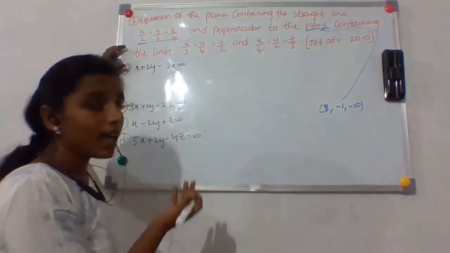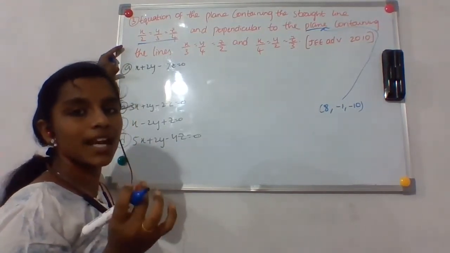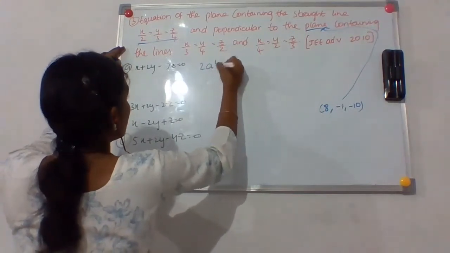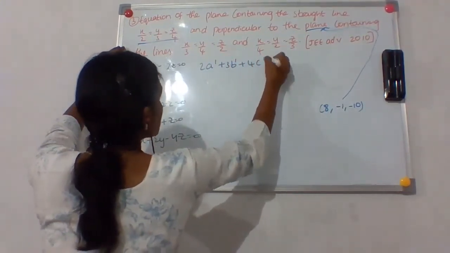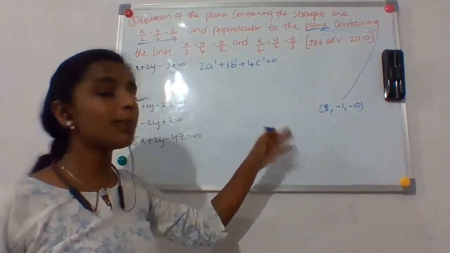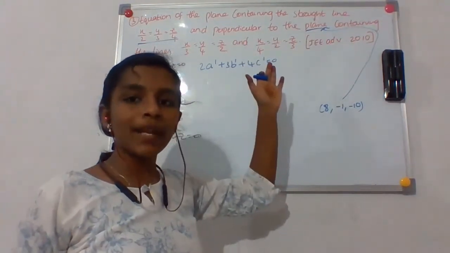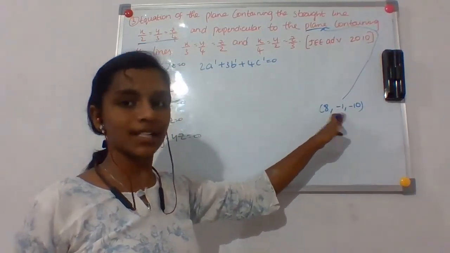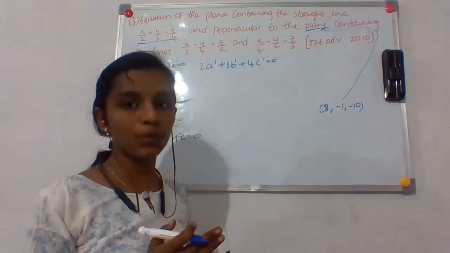Okay, now let me think. A dash, B dash, C dash are the DRs of the required plane. Then I get 2A dash plus 3B dash plus 4C dash is equal to 0. Okay. And now he already told that the required plane is perpendicular to this plane. So the required plane's DRs and the perpendicular plane's normal DRs, now I can apply the perpendicular condition to both of those.